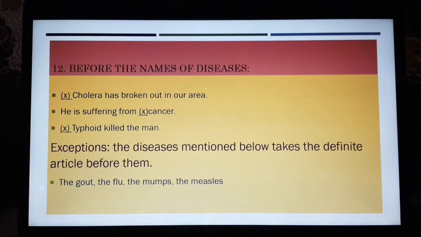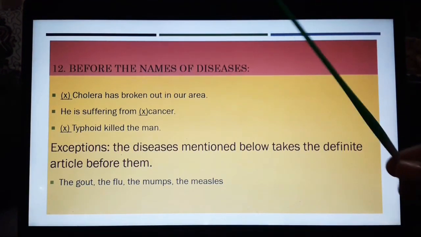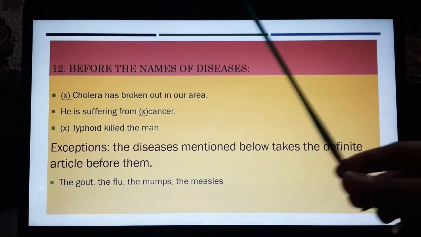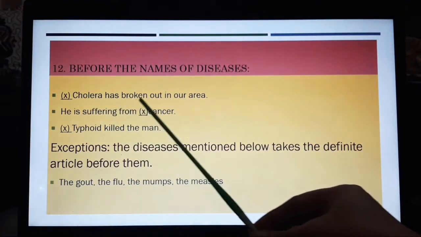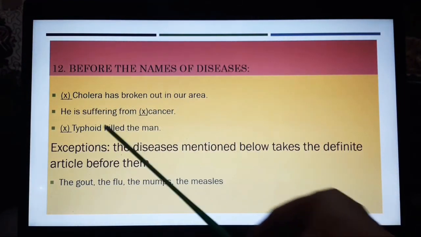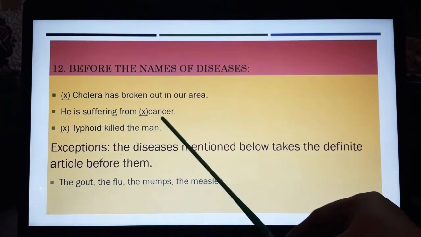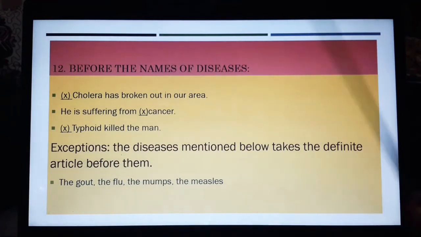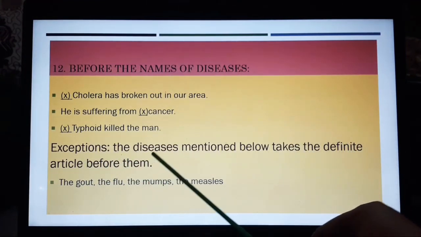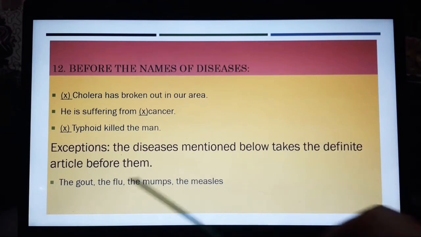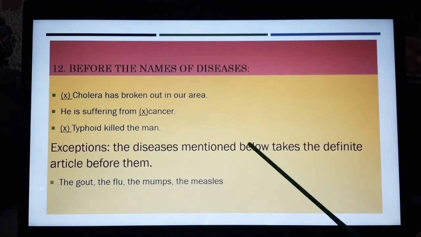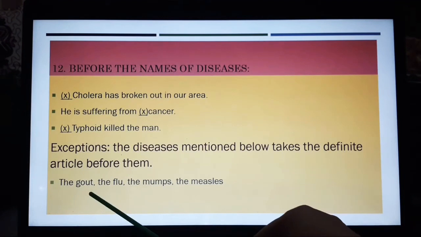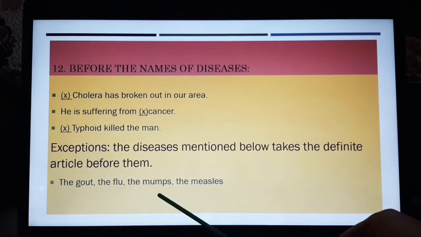Before the names of diseases, we do not use any article, such as: cholera has broken out in our area. He is suffering from cancer. Typhoid killed the man. There are some exceptions too. See, the diseases mentioned below take the definite article before them, which I already told you in the previous lesson. The gout, the flu, the mumps, the measles, these diseases take an article before them.